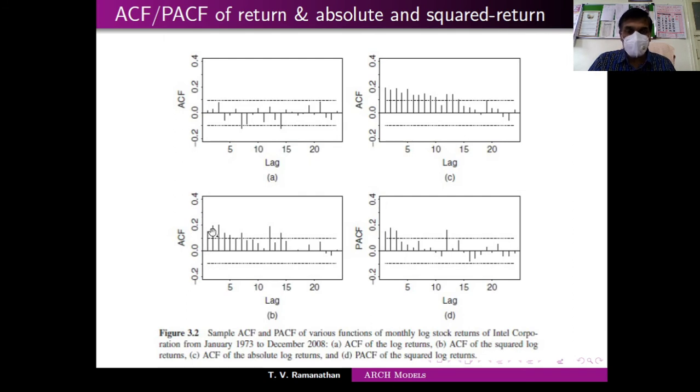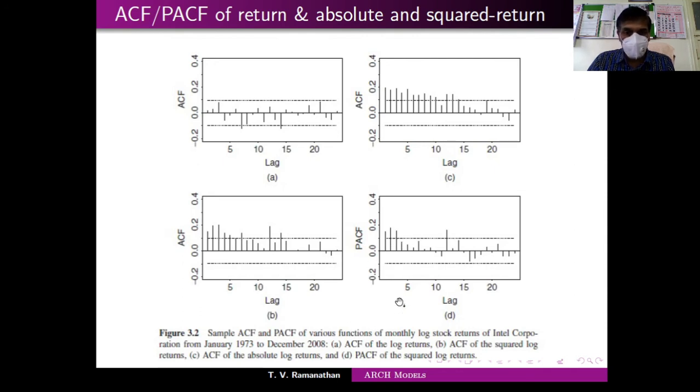So you can see that the same phenomenon happens for absolute returns also, whereas it is not happening for the returns as such. So square and absolute shows that the correlations are changing across time, which implies that there is a need for ARCH modeling. Okay, and the last picture is PACF, because PACF basically helps us.